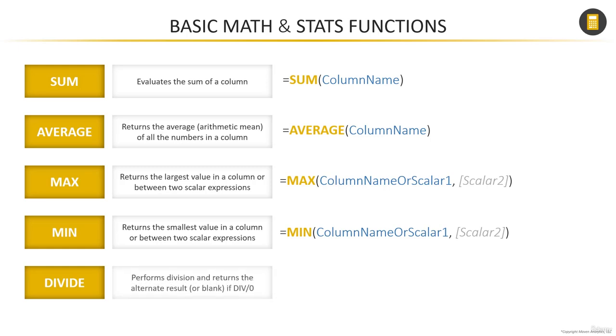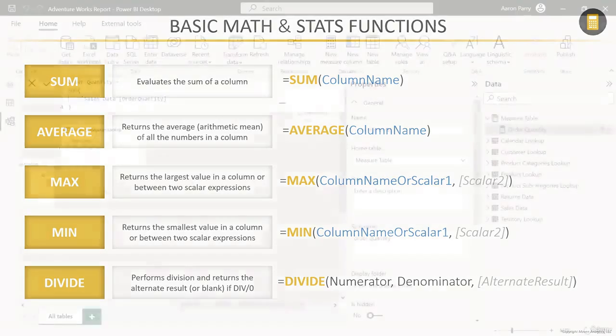And then divide. This performs division, but it also includes the option for an alternate result, which is kind of like your value if error, baked right into the formula. So here we've got our numerator, our denominator, and then our alternate result. Really straightforward, no surprises here. Let's head on over to Power BI and we'll practice some of these hands-on.